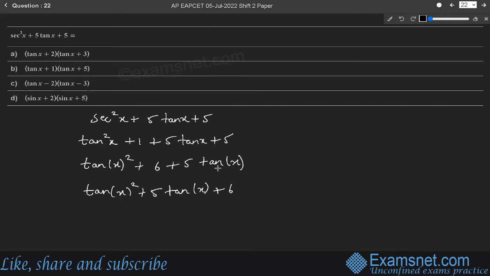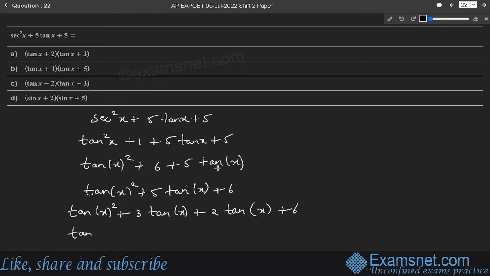We have arranged the terms. Now we have tan square x plus 5 tan x plus 6. Now we have to use here the splitting the middle term method. So by splitting the middle term method, it can be written as tan square x plus 3 tan x plus 2 tan x plus 6.